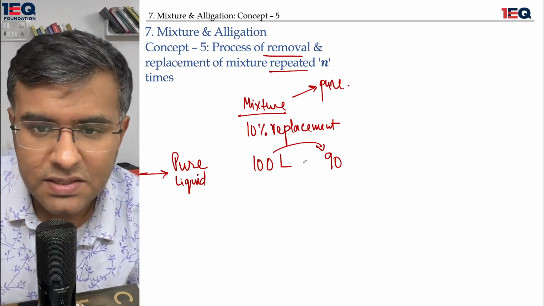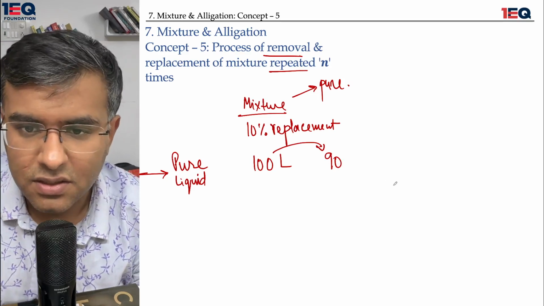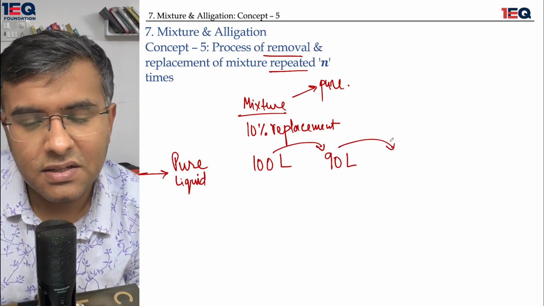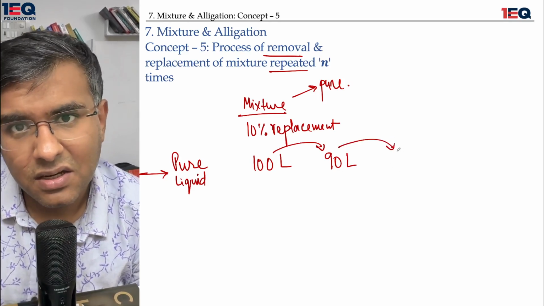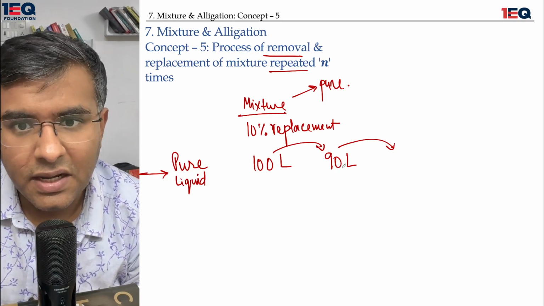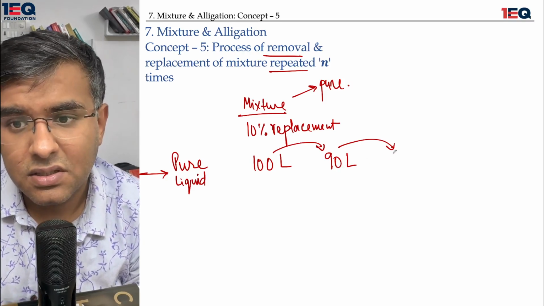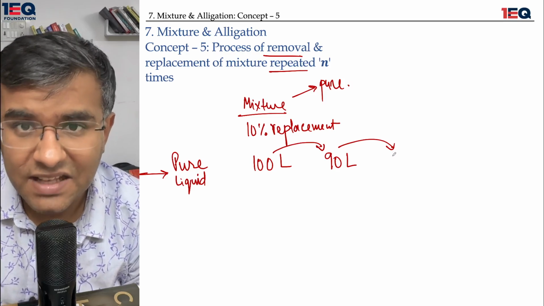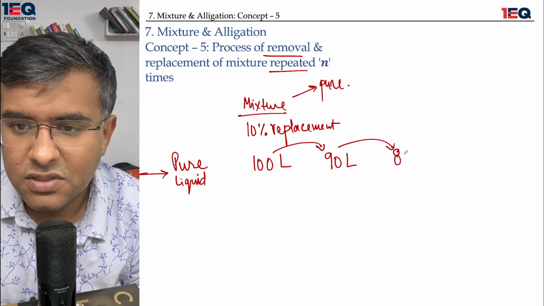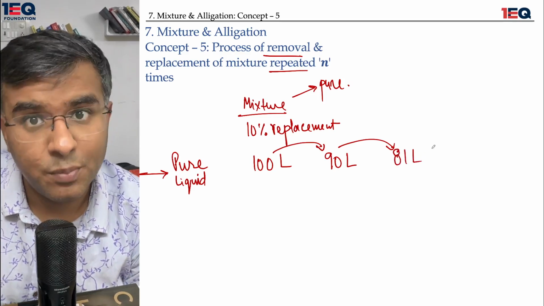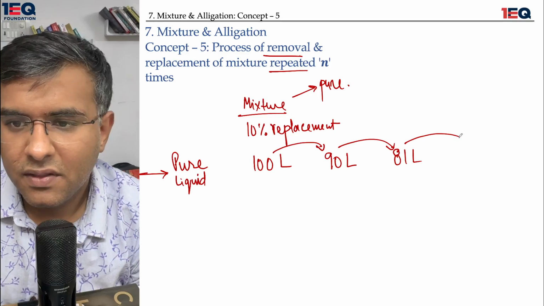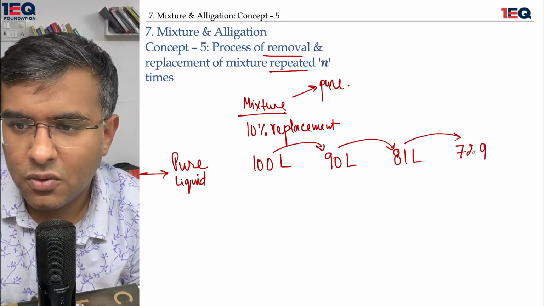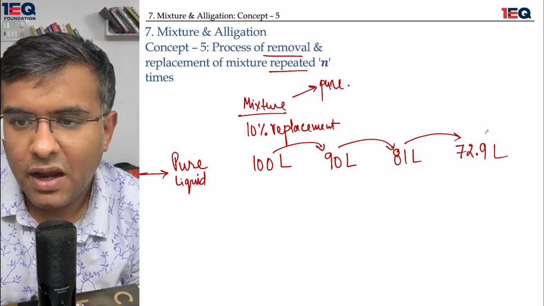If I replace it once, then there is a 10% decrease, which brings it down to 90 liters. Again, there is a 10% replacement, a 10% decrease. 90% of 90 is 81. That means 9 liters is being replaced, so this would come down to 81 liters of pure content. Then again, if I multiply it by 0.9, this would come down to 72.9 liters, and so on and so forth.